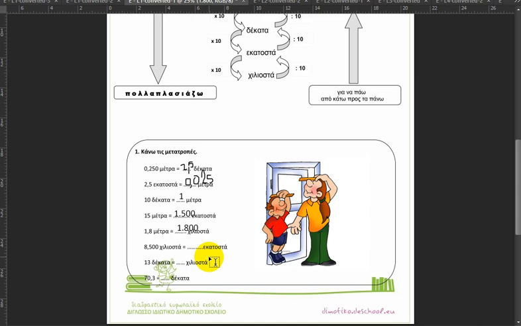Next, from millimeters to centimeters is 1 step up, so divide this by 10, and you get 850. From decimeters into millimeters, that's 2 steps down, so multiply this by 100, you get 1,300. Here, this is probably a mistake because it has no unit of measurement, so we're going to ignore that.